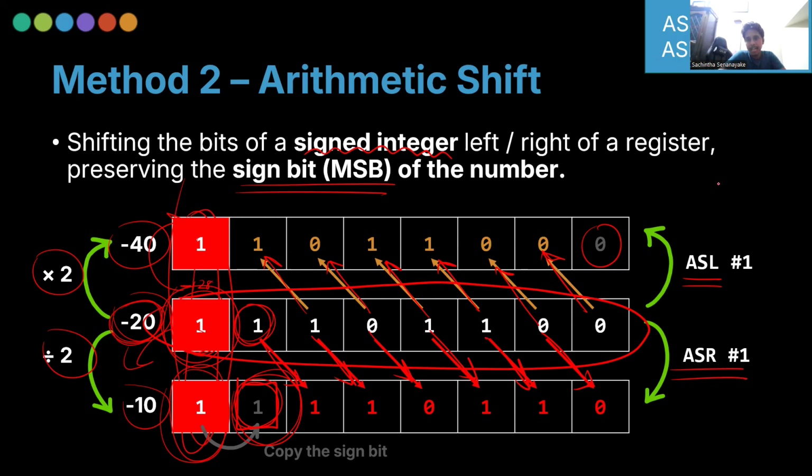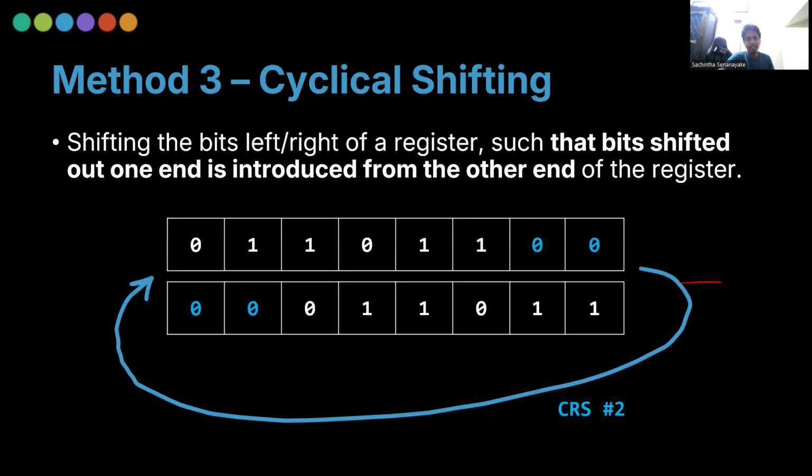And the operation equivalent to halving the number is an arithmetic shift right of 1. And the same principles apply. An arithmetic shift right of n is equivalent to dividing the number by 2 to the power n. That's arithmetic shifting for you. And finally, method 3, we have cyclical shifting, however you like to pronounce it.